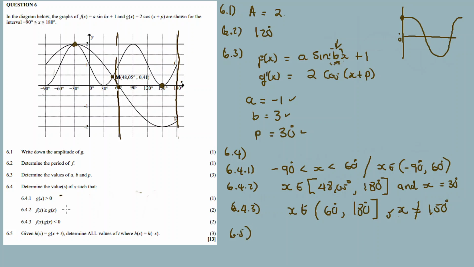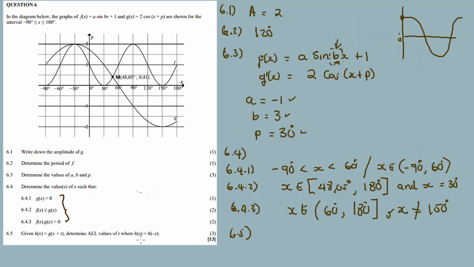In these questions you need to be careful. Study your graph well, give yourself time. Now for g, given h of x is equal to g of x plus t, determine all values of t where h of x is equal to h of minus x. It seems like the question will give you trouble. Now here they tell you about h, you have a new function, derived from function g of x plus t. H of x is equal to g of x plus t.